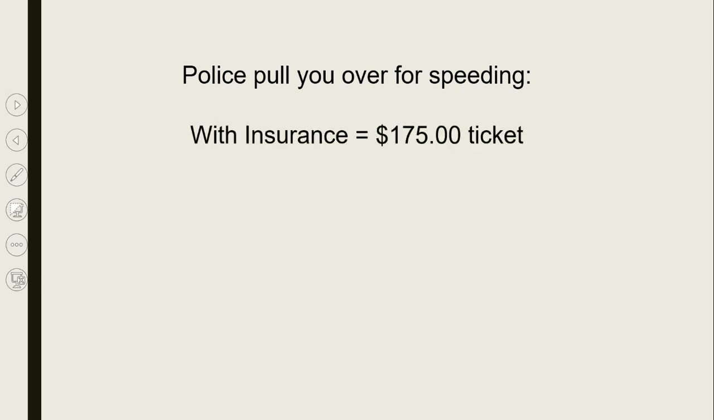Oh, uh-oh. No. Can we skip this? What if I don't drive fast enough? Oh, no, but you do, because they just pulled you over for speeding. But you can go to court and pay court costs. I don't wanna have to do that. With insurance, oh, well, 175.